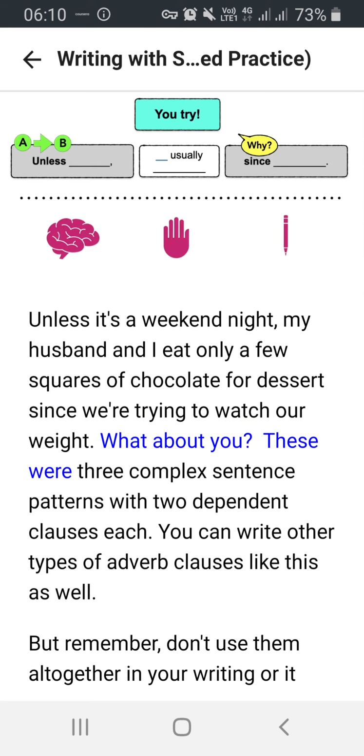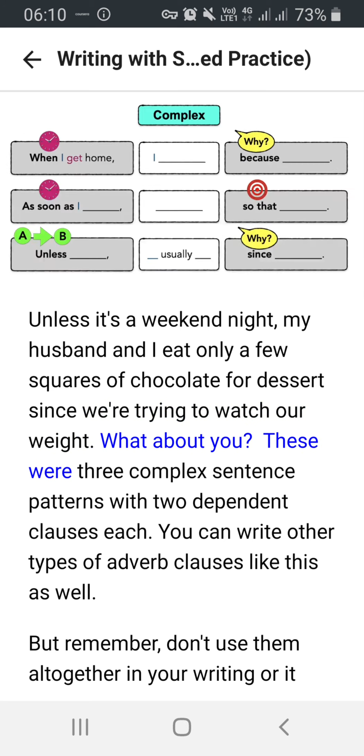What about you? These were three complex sentence patterns with two dependent clauses each. You can write other types of adverb clauses like this as well. But remember, don't use them all together in your writing, or it will start to sound repetitive. Spread them out throughout the paragraph. Now let's practice with some compound complex sentences.